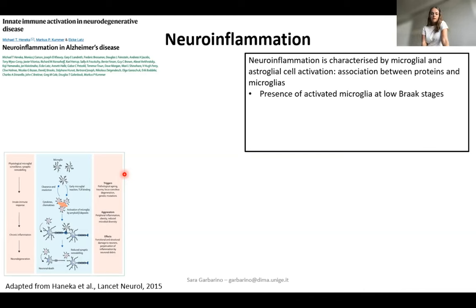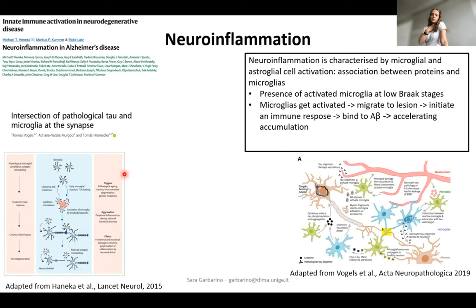of Alzheimer's disease. And a few years later, there were these genetic studies from Vogels and colleagues, where they suggest a pathway for interaction between microglia and amyloid. Something along the line that microglia get activated by a pathological trigger, then migrate to a brain lesion, initiate an immune response, and then bind to amyloid, releasing inflammatory substances that somehow accelerate amyloid accumulation. So, suggesting ways of describing the interactions between microglia and amyloid deposition.